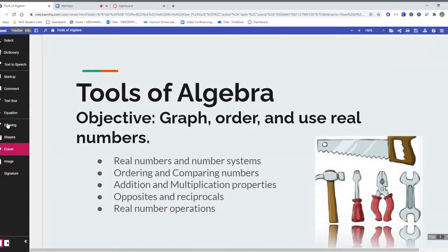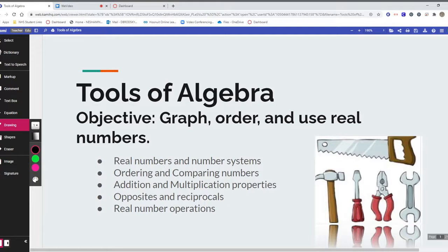Today we're going to get into our first lesson, tools of algebra. And generally the plan is to have my face in the video so you can have an opportunity to see my facial expressions, to get a better look at what I'm trying to relate to you. But for this video, for our first one, I'm just going to let you have my voice. And it's the tools of algebra.